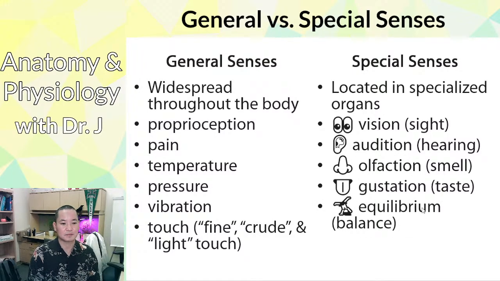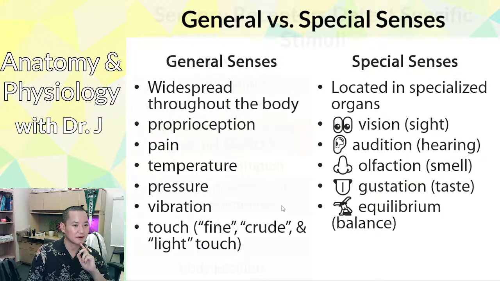There's equilibrium as well. So this is a sense of balance, and this is in your inner ear, something we call the vestibule. So that's the interesting thing, we have the 5 special senses that are almost like the 5 senses you learn as a kid, but touch is actually a general sense. So we're going to move touch there. And equilibrium, this is with your inner ear. This is only located there.